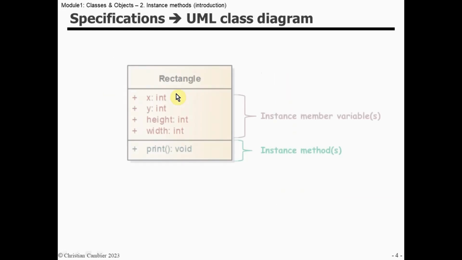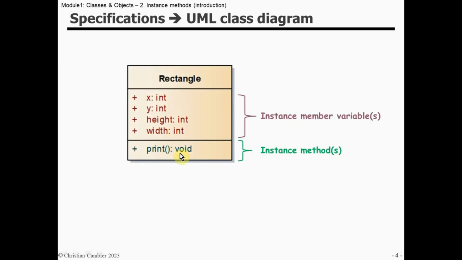in the client. First, the addition of the print method in the UML diagram. So it'll be a public method, no parameters, and it'll return void or nothing, because it just has to print something. It doesn't have to return anything. And here we see hence the addition of a new section in our class diagram, a section for instance methods.